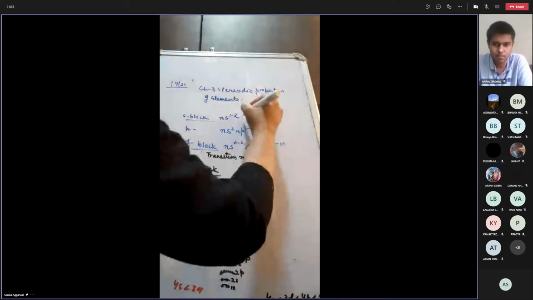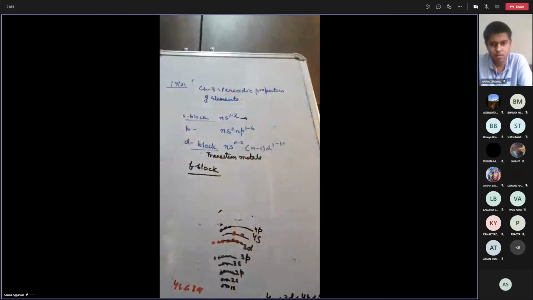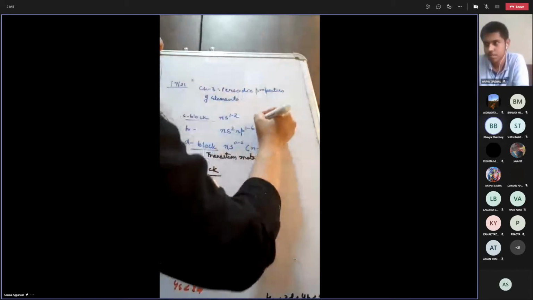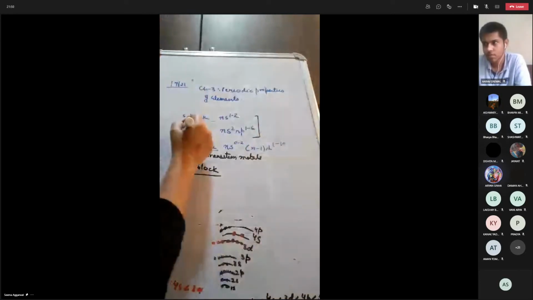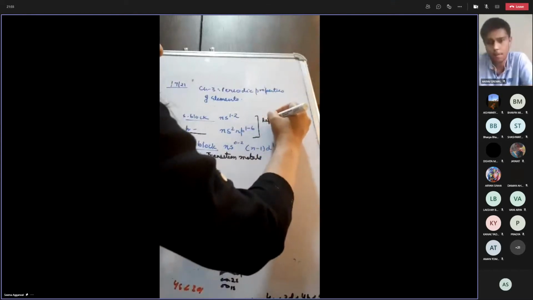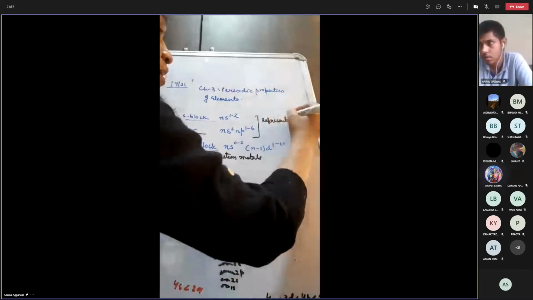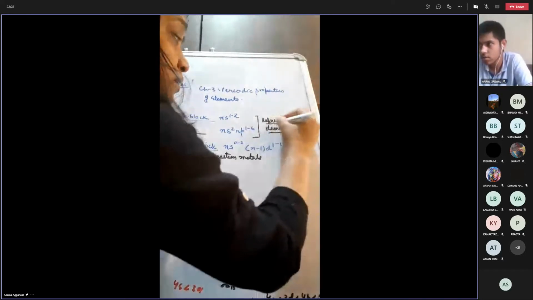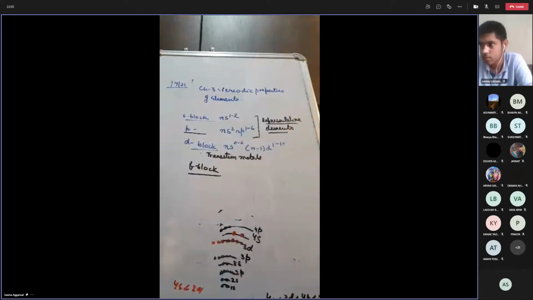What is the name given to S block elements in general? Any name given to S block and P block elements? S block has been divided into alkali metals and alkaline earth metals. Yes, very good. And S block and P block elements together are called representative elements, which were studied earlier. Elements of S and P block are together called representative elements. D block elements are called transition elements.